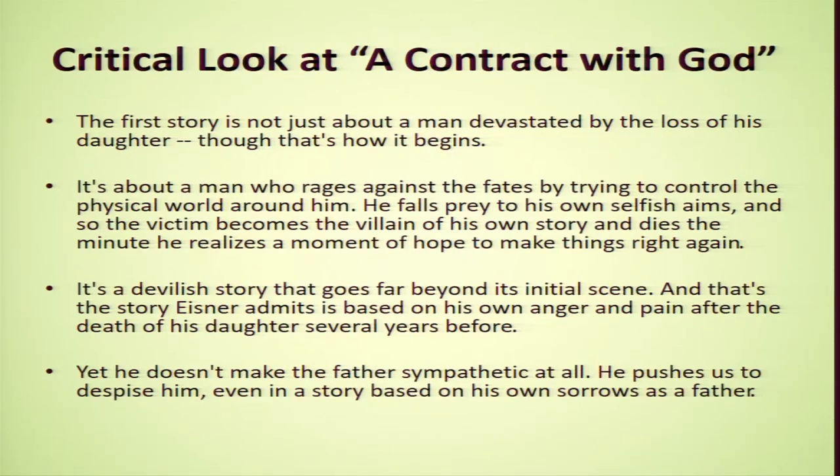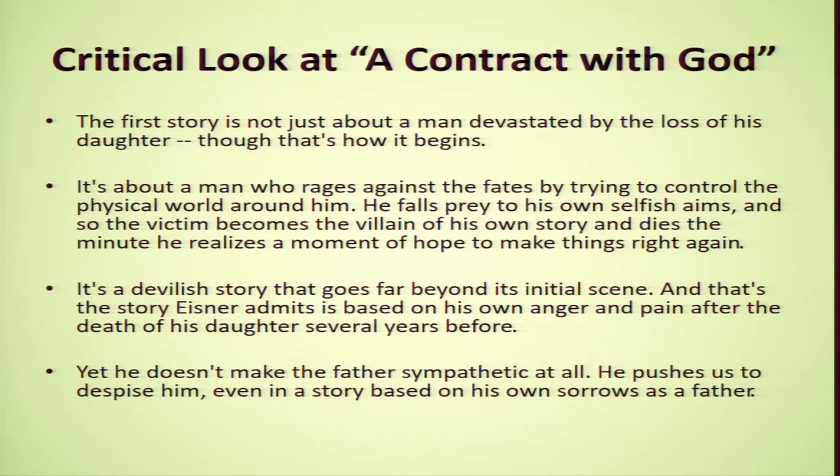The stories that he chooses are from his life and they are exceedingly personal and not at all what you might expect. The first story, the one that gives Eisner's first book its title, is not just about a man devastated by the loss of his daughter. That is how it begins. It's about a man who rages against the fates by trying to control the physical world around him. He falls prey to his own selfish aims, so the victim becomes the villain of his own story and dies the minute he realizes a moment of hope to make things right again.